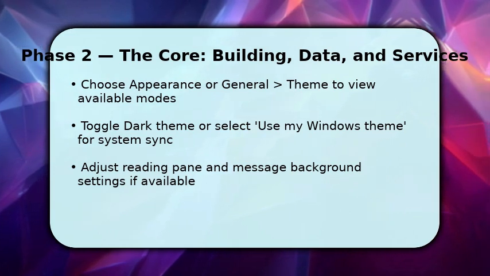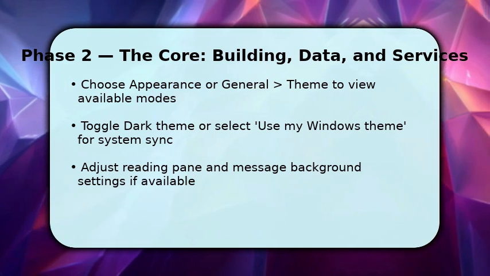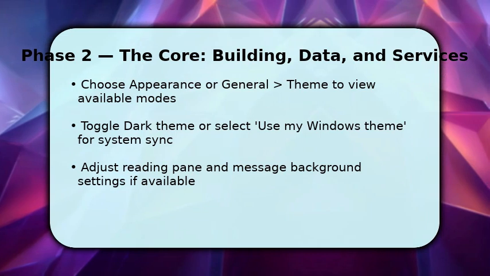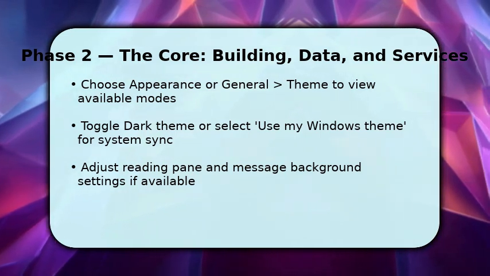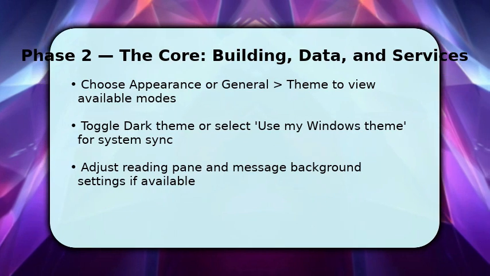Make sure to check reading pane and message background settings so emails also appear dark. Some messages override colors, so enable dark reading pane or always use dark background if present. Once selected, Outlook updates immediately. Observe the UI shift to confirm the change.